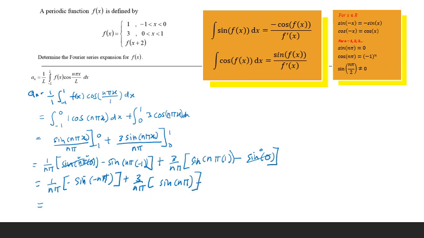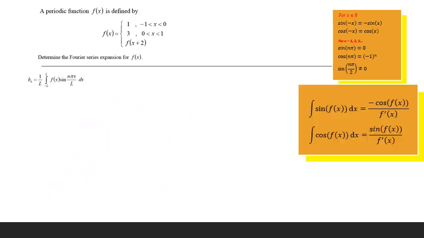Based on the formula here, we have this formula, so we use that. So sine minus n pi, or sine n pi, will become 0. This one also 0. So the answer will be 0 for an. Next we find bn. So bn is equal to 1 over 1 also, 1, fx sine n pi x over 1.